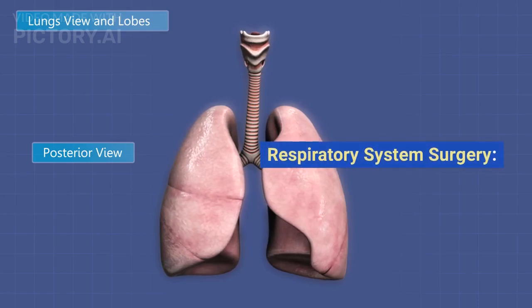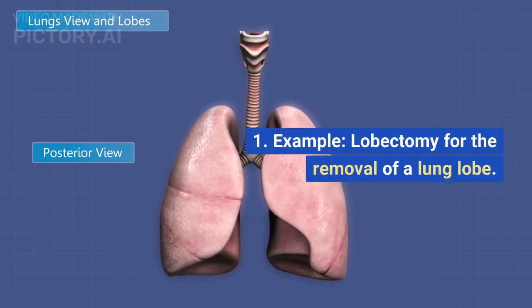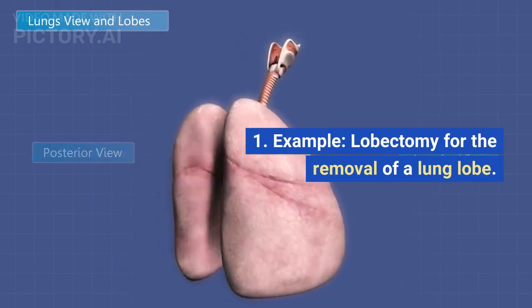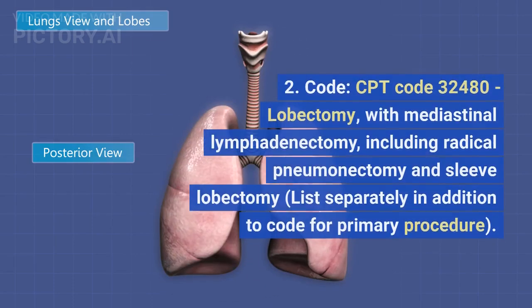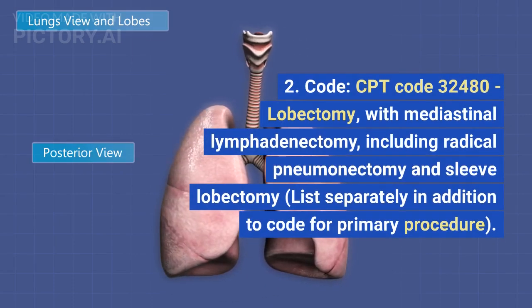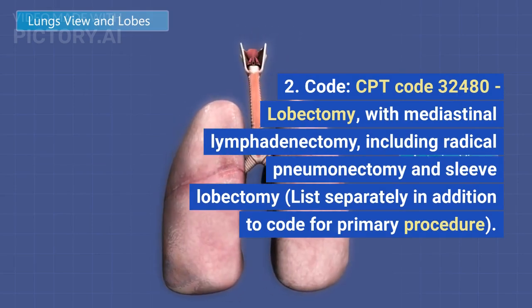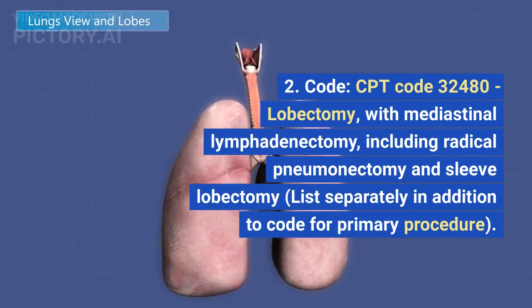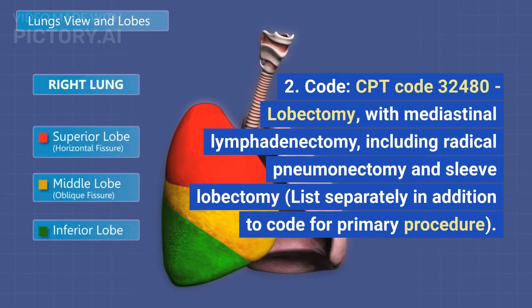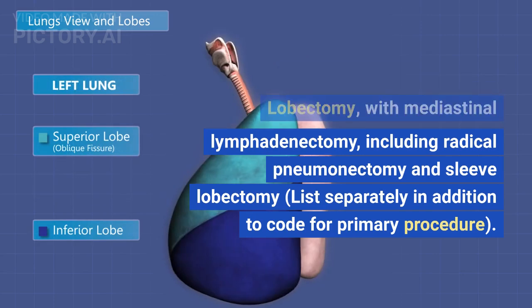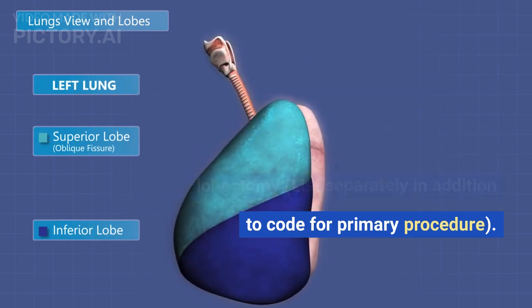Respiratory system surgery. 1. Example: lobectomy for the removal of a lung lobe. 2. Code: CPT code 32480 lobectomy, with mediastinal lymphadenectomy, including radical pneumonectomy and sleeve lobectomy. List separately in addition to code for primary procedure.